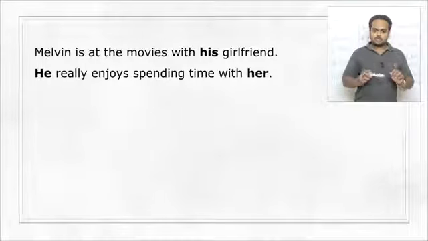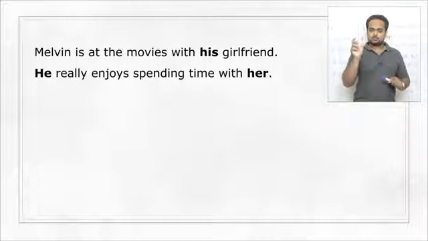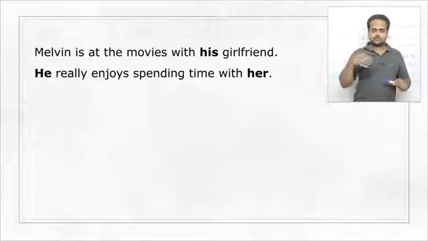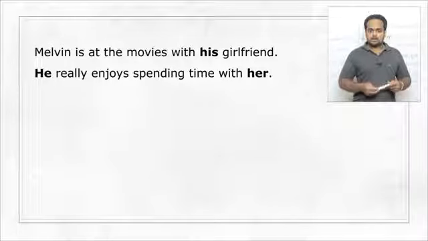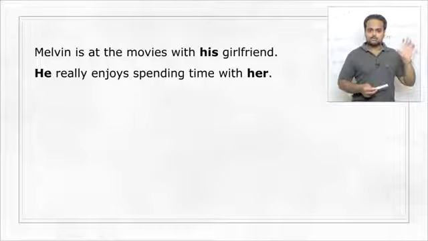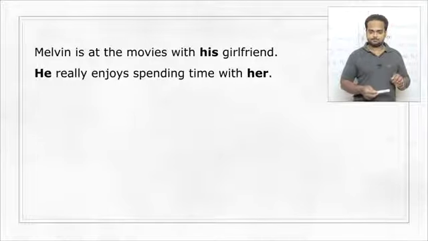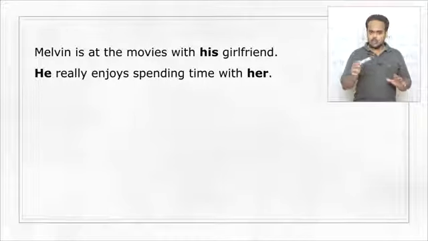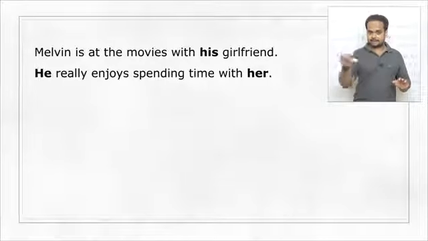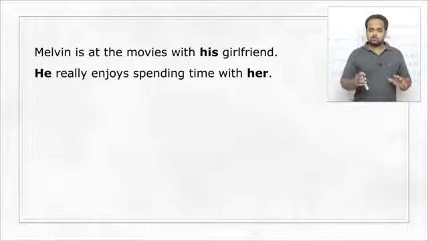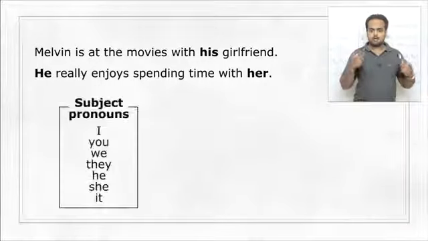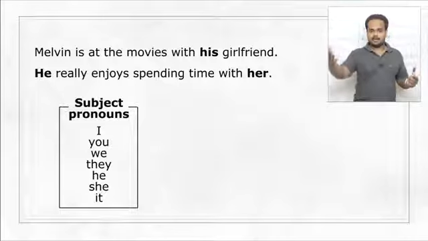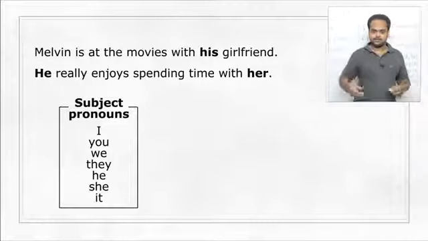Okay, now I want you to notice that the pronoun he is in the subject position. He is the subject of the verb enjoy. Who enjoys? He enjoys. And the pronoun her is in the object position. Now, to replace a noun in the subject position, like Melvin, for example, we use what are called subject pronouns. These are I, you, we, they, he, she, and it.